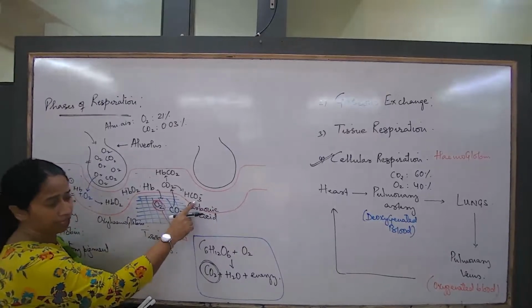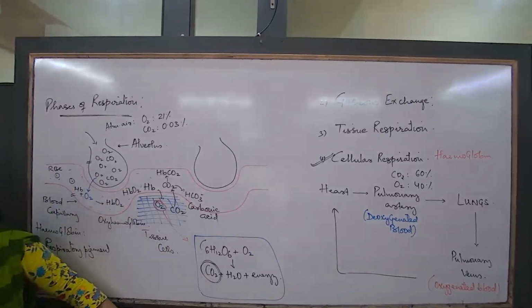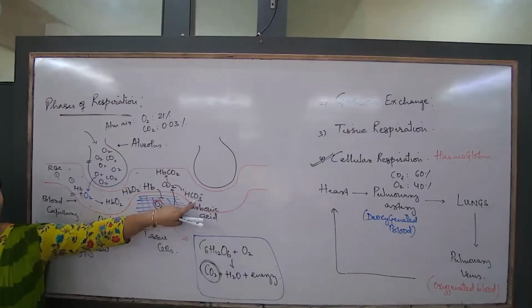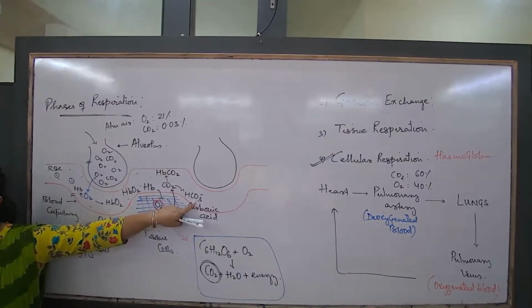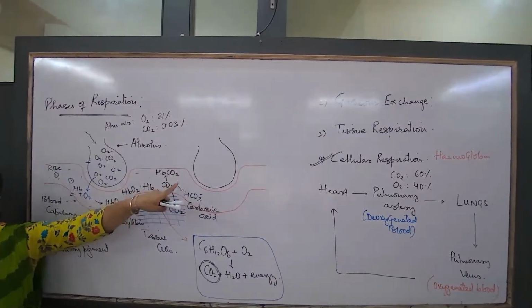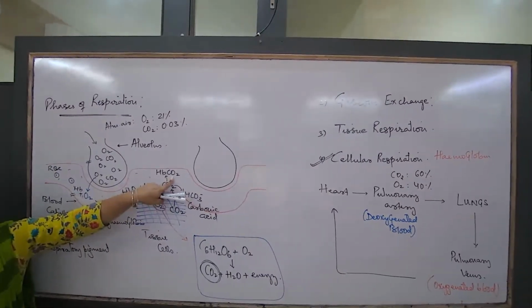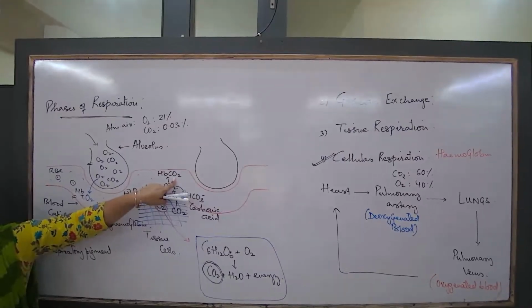Right now we are not talking about this, because this compound has nothing to do with the lungs, as it will get released out by way of the kidneys. That we will study later. Since we are talking about the lungs now, we are studying respiration, so we have to talk about the compound which can be released out by way of the lungs.